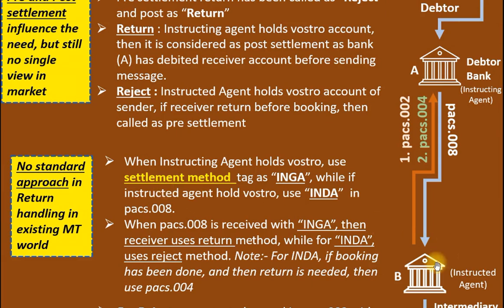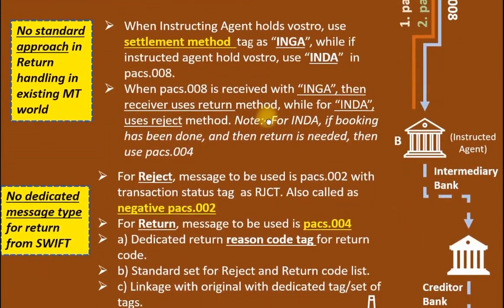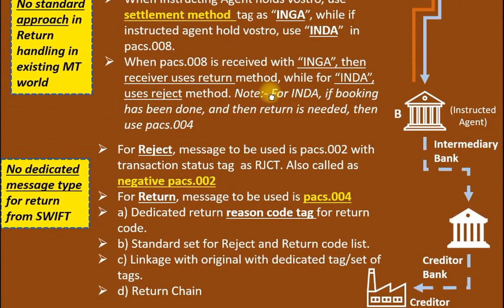But note, in case you receive it here, the account is held here, and after debiting the Vostro account, if required, then the PAX 4 will still be done. So here two cases can happen, PAX 2 as well as PAX 4. PAX 2 if you do before settlement of the Vostro account, if you do after settlement, then the PAX 4 can happen as well. Then comes the question of what dedicated messages are available.